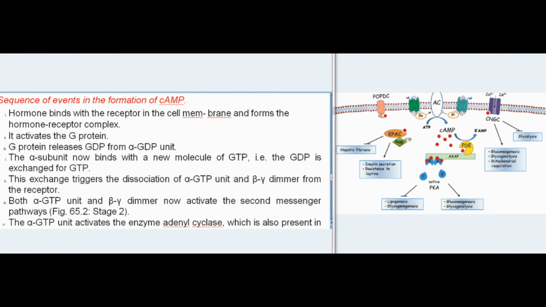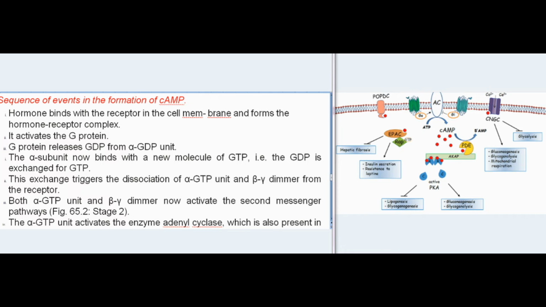Sequence of events in the formation of cAMP. Hormone binds with the receptor in the cell membrane and forms the hormone-receptor complex. It activates the G protein. G protein releases GDP from alpha-GDP unit. The alpha subunit now binds with a new molecule of GTP, i.e. the GDP is exchanged for GTP. This exchange triggers the dissociation of alpha-GTP unit and beta-gamma dimer from the receptor. Both alpha-GTP unit and beta-gamma dimer now activate the second messenger pathways, Fig 65.2, Stage 2.